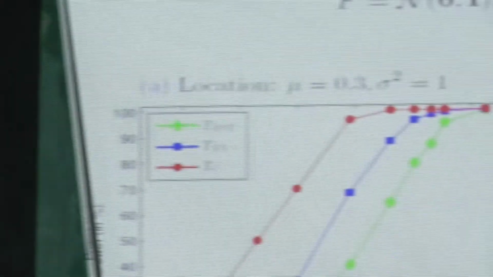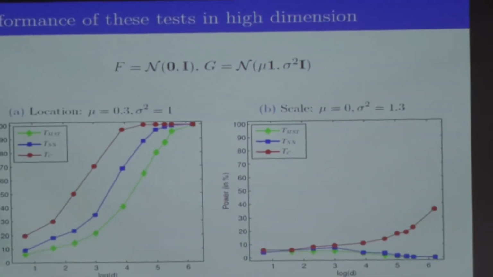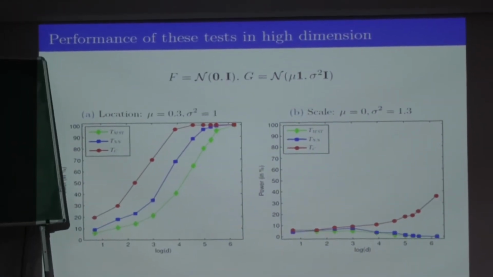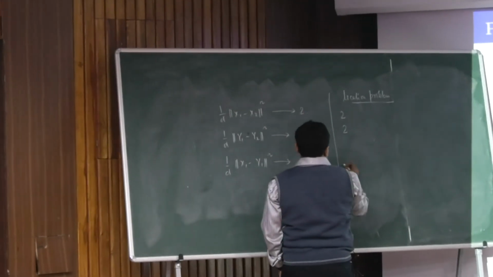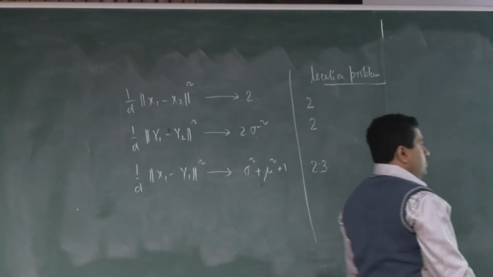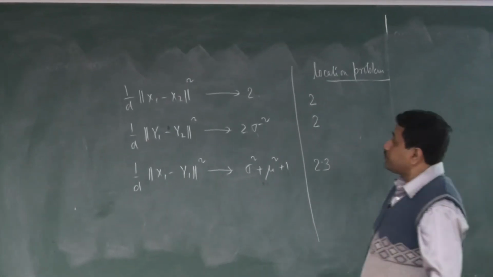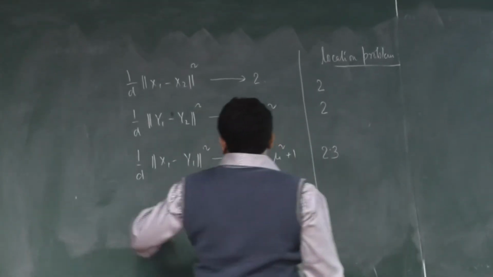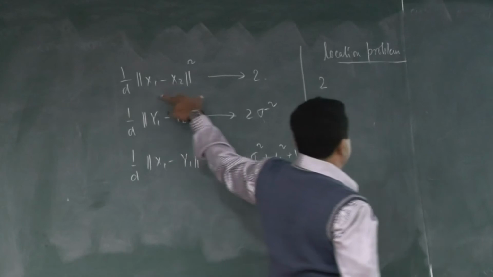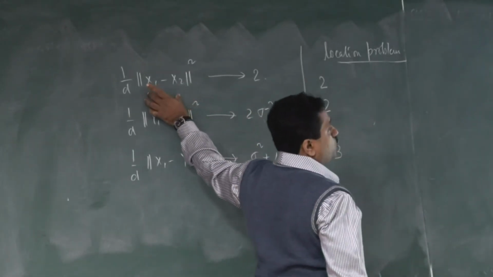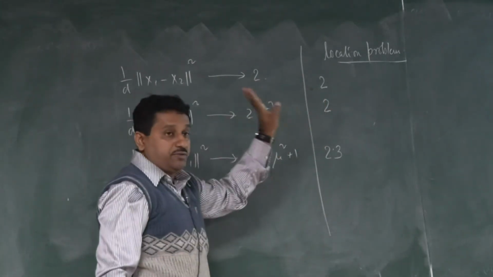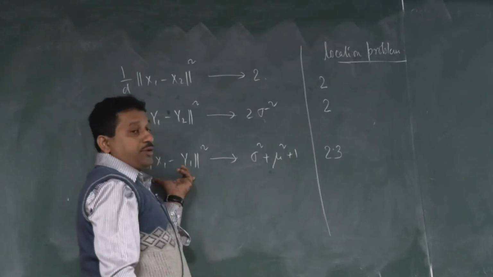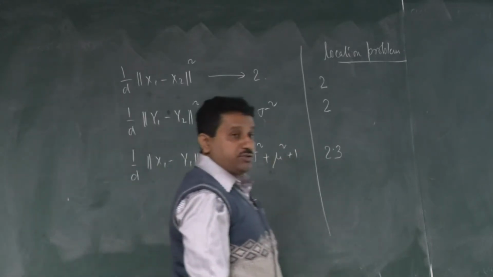Location problem. So we had mu equal to 0.3, sigma equal to 1. So this quantity was 2, this quantity was 2 again, and this quantity was 1 plus 1, 2, 2.3. So after some scaling, the square of the Euclidean distance of the first type, that means when we have two observations from F, converges to this. When we have 2 observations from G, after appropriate scaling, it converges to that. And when we have 1 observation from F and 1 observation from G, after appropriate scaling, it converges to that.